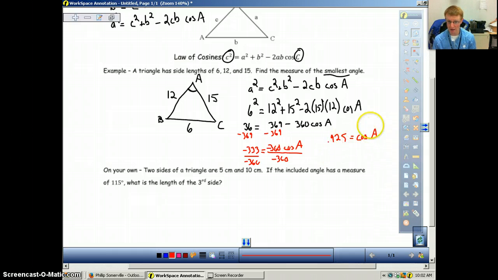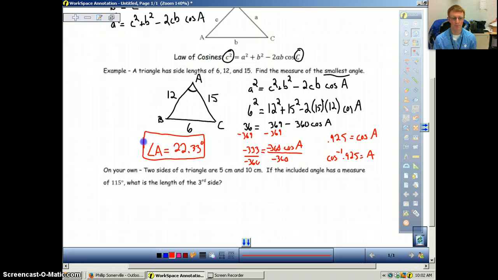So to figure out what A is, remember that's not our answer, we still have to figure out what A is. We do the inverse. Inverse cosine of 0.925 is equal to A. So then angle A is equal to 22.33 degrees. And that's all we're looking for in this problem. And that's really it. There's only one thing to know about the law of cosines, and that's to understand that we're plugging in the correct things into the right letters. And the letters can change. That's the big thing to understand here.